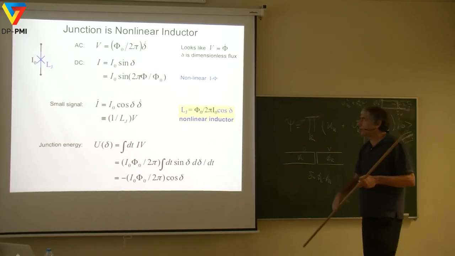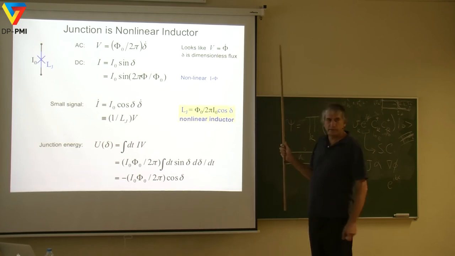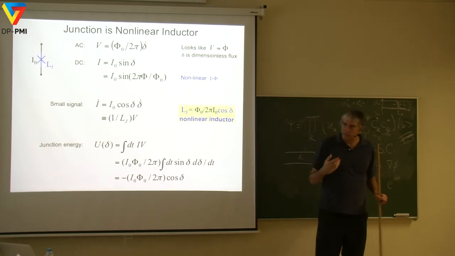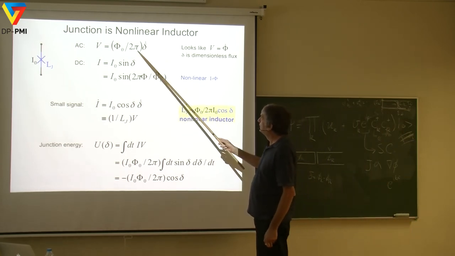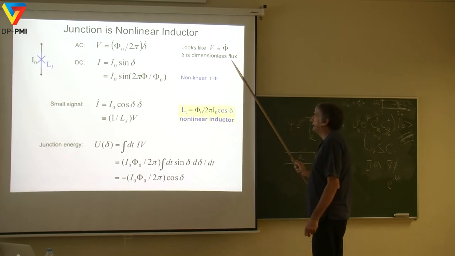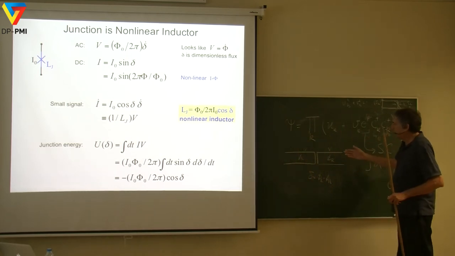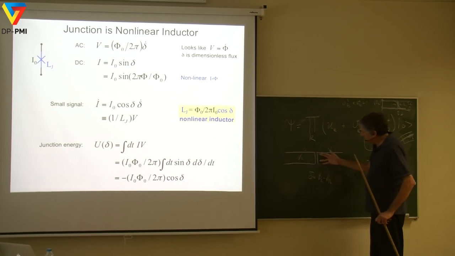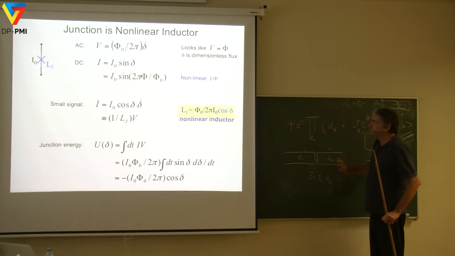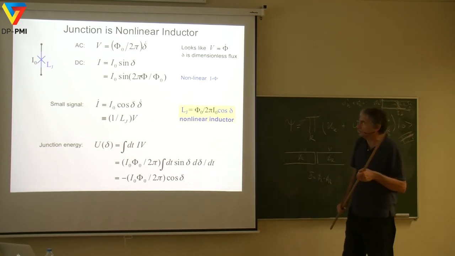Now I want to make a very quick observation, which is that you know that V is equal to flux dot. This is Faraday's law for an inductor, okay? And this is very much looking like Faraday's law, only now delta is some kind of dimensionless flux. There's a pseudo kind of flux in this system from the Josephson junction, which is actually due to the kinetic inductance, the energy stored of the Cooper pairs coming through the junction. So it's not a real magnetic field, but there's an equivalent kind of magnetic field and flux from this.